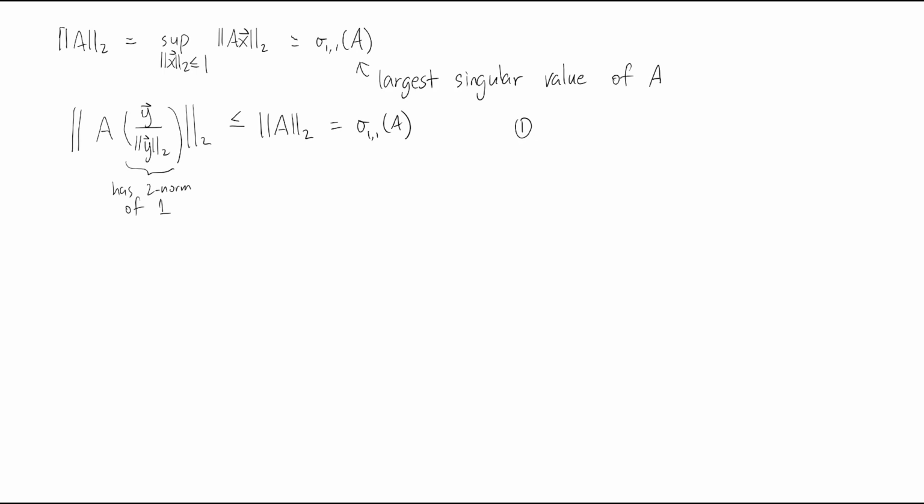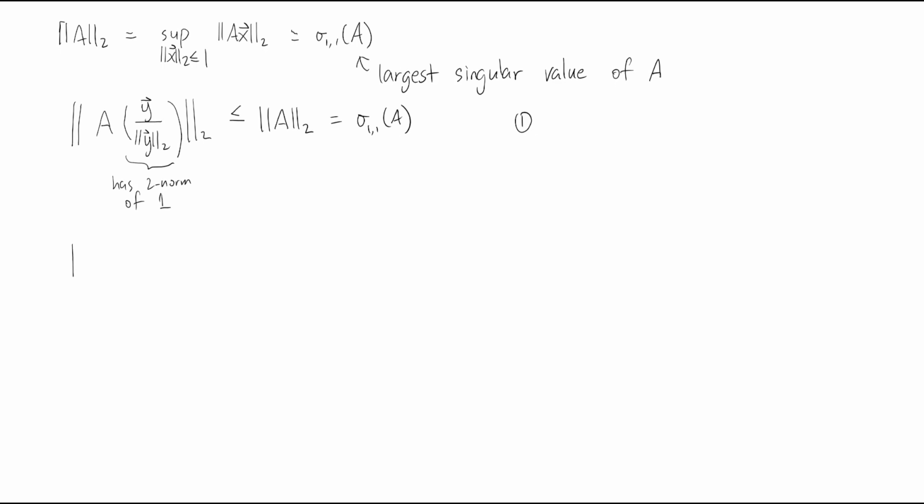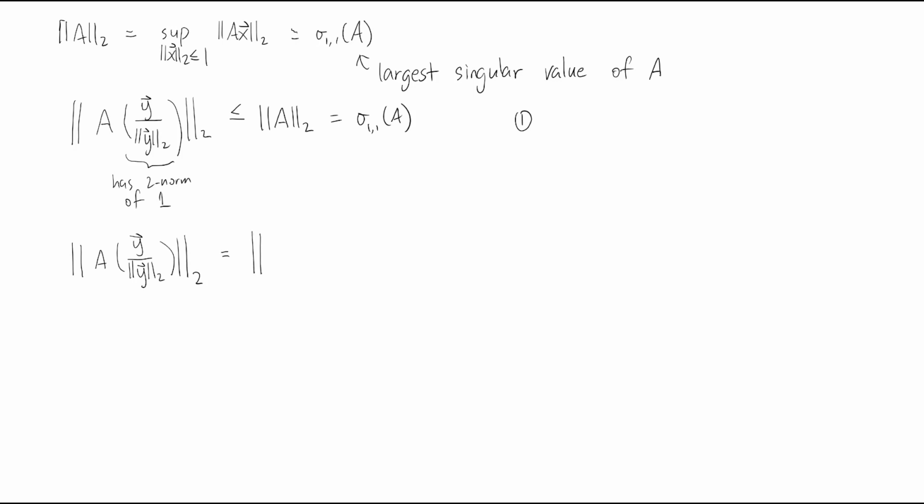Okay, so next, we're going to look at this expression in a different way. So again, we have A times y over 2 norm of y. And let's take a look at the 2 norm of this in a different way. So this is actually equal to, we have a bunch of things inside the 2 norm, but in particular, we have a constant, which is the 2 norm of y. So we can pull that constant in front. So it's really 1 over the 2 norm of y times the 2 norm of Ay. And again, this is a constant, so we put it out in front, outside of the 2 norm.